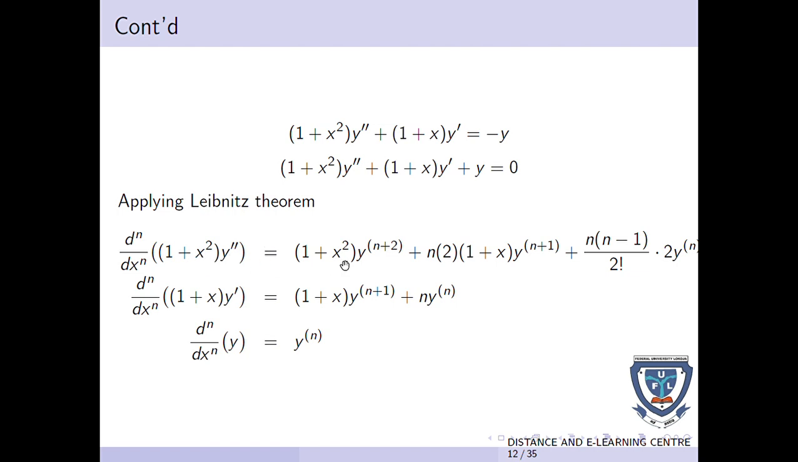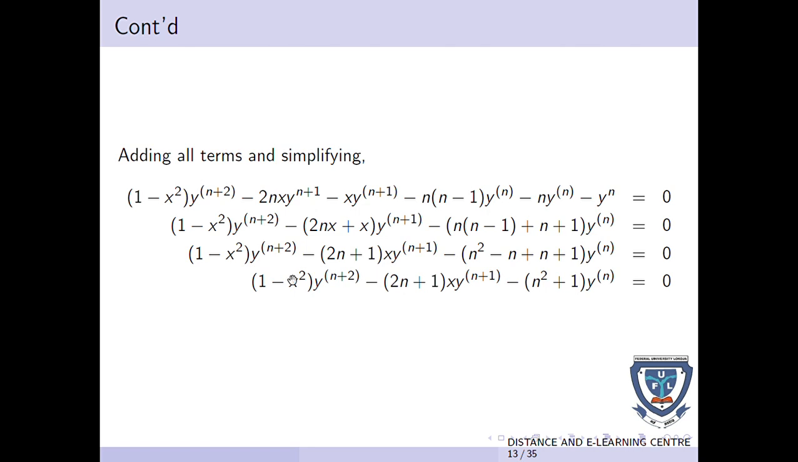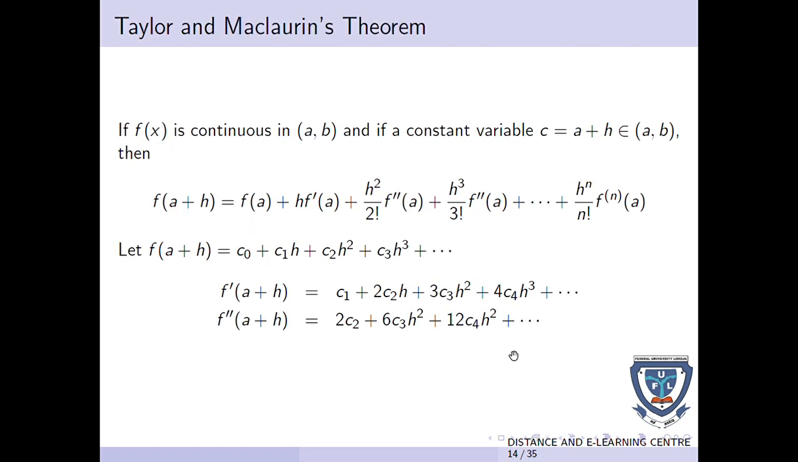Now, the first component is given, and the second component is also given. The third component is also given. Then we put everything together, sum them up, simplify them, and we are going to arrive at the correct answer, which is 1 plus x squared y raised to power n plus 2, plus 2n plus 1 times 1 plus x, y raised to power n plus 1, plus n squared plus 1 y raised to power n equal to 0 as required.